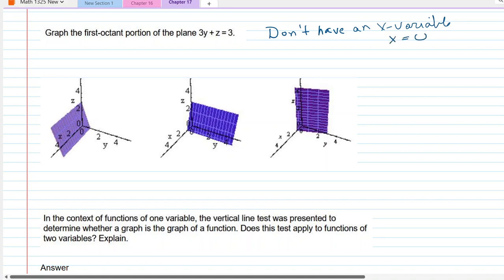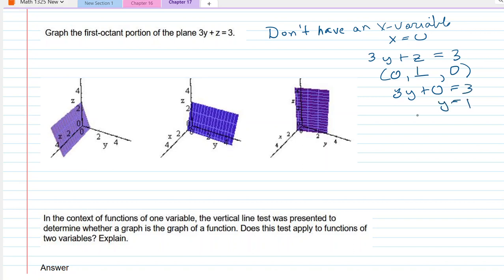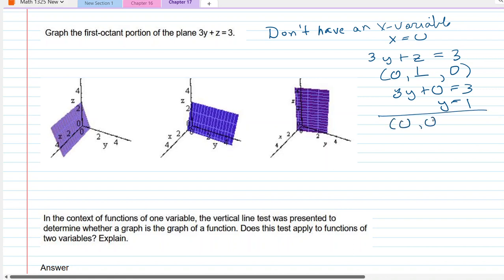All right, so I have 3y plus z equals 3. So I want the y with x and z at 0. That means I'm going to have 3y plus 0 equals 3y equals 1. All right, that's my intercept. Then I'm going to have 0, 0, and our z.